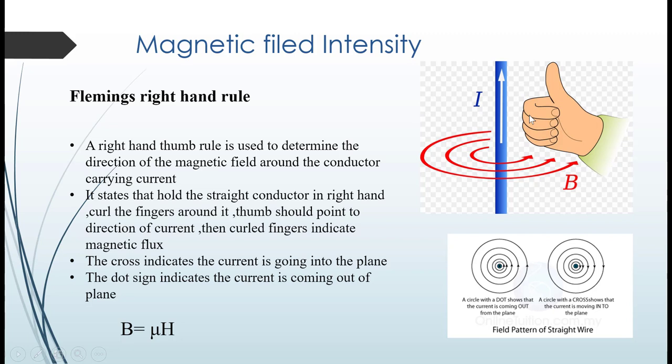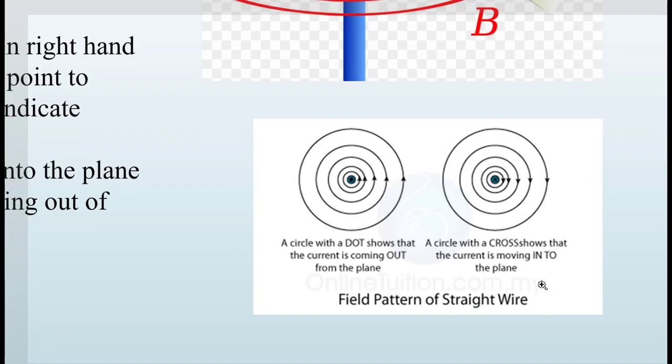So if you indicate the direction of current in the downward direction, then the lines of field will be reverse of whatever we are seeing right now. By convention there is a meaning of how to represent whether the current is going inside the paper or outside the paper. So for that convention, this figure is considered.